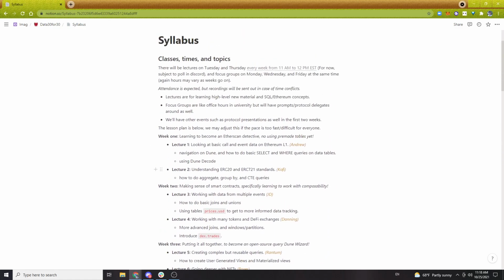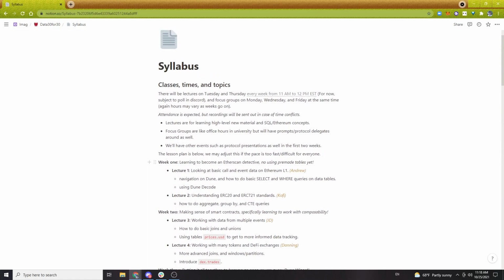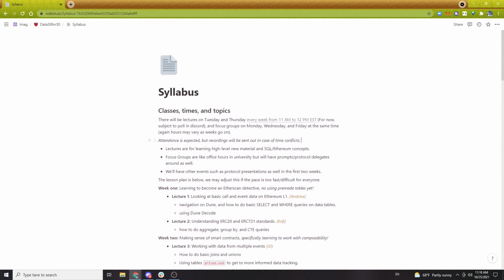Trying to think if there's anything I've missed. I think that's everything for now from a syllabus perspective. Anyone have any questions about the syllabus in general, classes, timelines, teachers? I actually have a question about attending class.